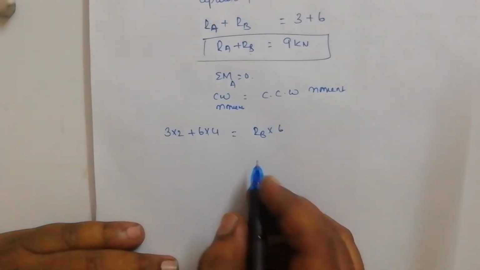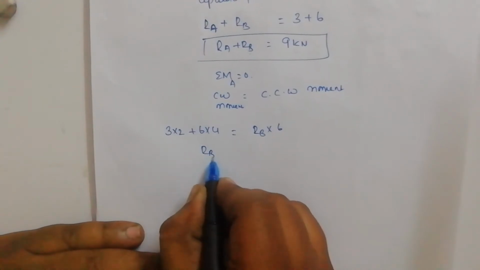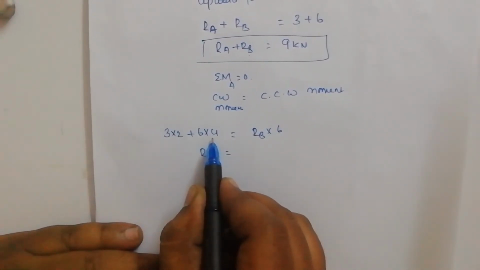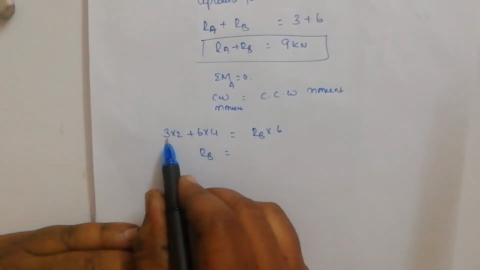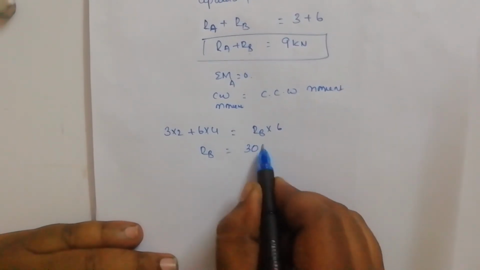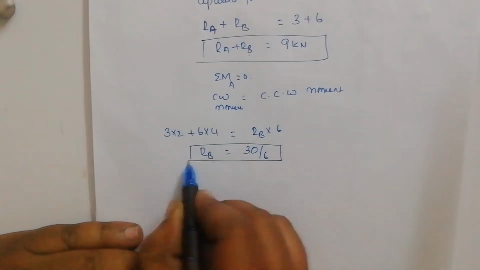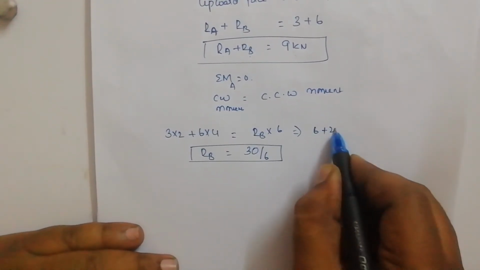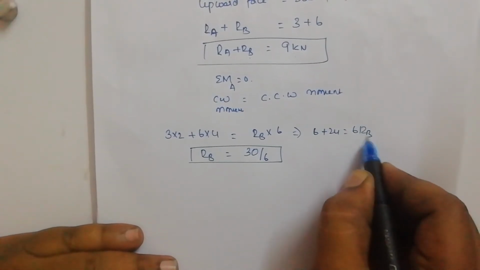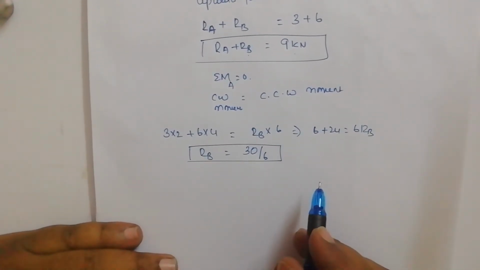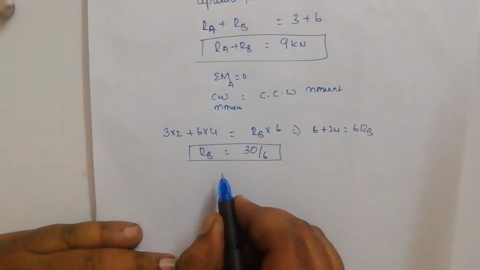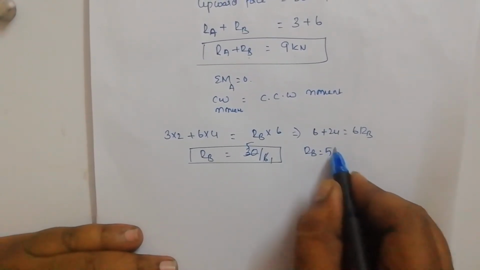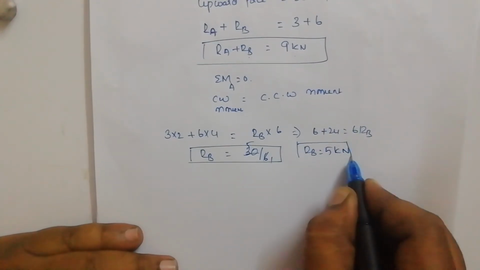Now we will get the value of RB from this equation. 3 2s are 6, 6 plus 6 4s are 24, 24 plus 6 is 30, 30 divided by 6. Let us solve this again: 6 plus 24 is equal to 6 RB. So RB is equal to 30 by 6. RB value will be 6 5s are 30, so RB is equal to 5 kilonewton. RB value you got.